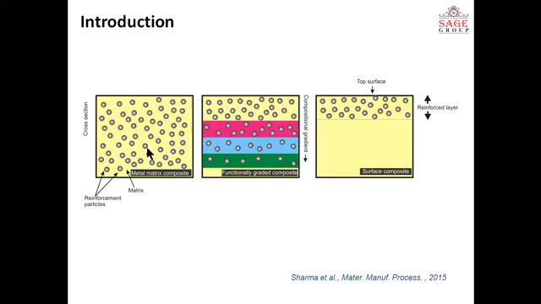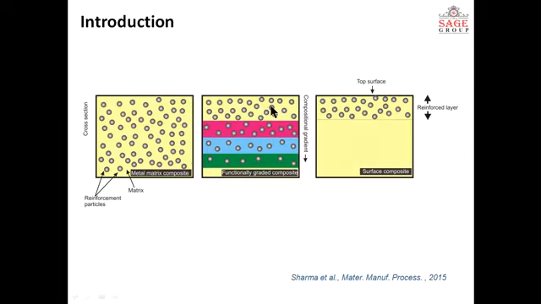Now the second category of composite is the functionally graded composites, in which there is a gradient of composition from bottom to top. These composites have reinforcement in different volumes at different places. As you see in the figure, at the lower part the quantity of reinforcement is less, and as we go on to the top, the volume of reinforcement increases.